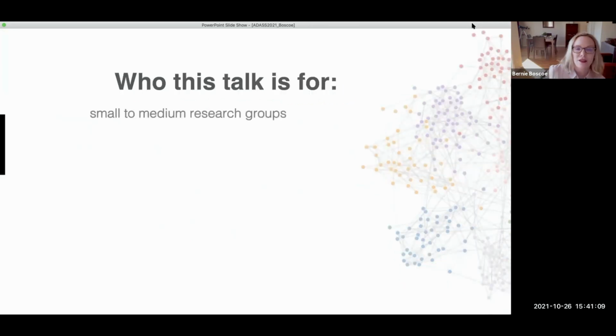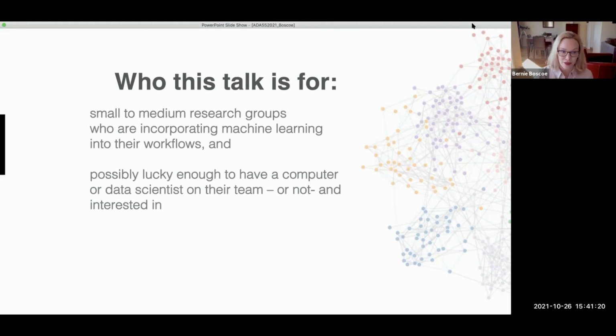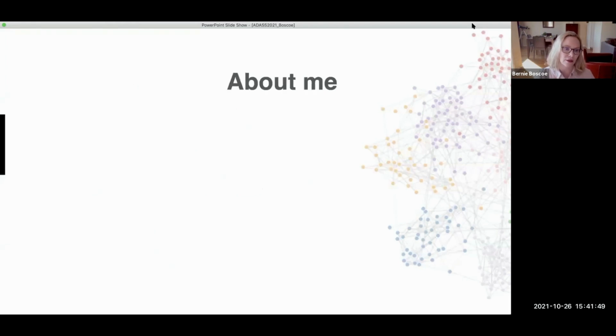So in this talk, I'm thinking about small to medium astronomy research groups who might be incorporating machine learning into their workflows, or thinking about it, possibly lucky enough to have a computer or data scientist or a tech person on their team, or not, and who are interested in these cultural considerations of crossing domains. For example, what are machine learning needs from industry or from places that are not in astronomy, versus what does astronomy need for doing machine learning, and the practices and tools that would entail.